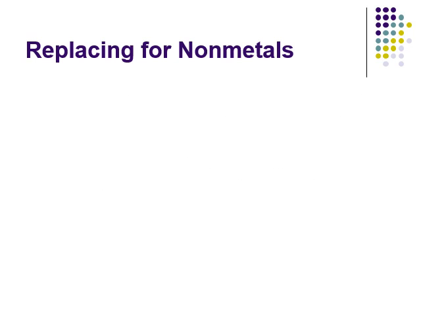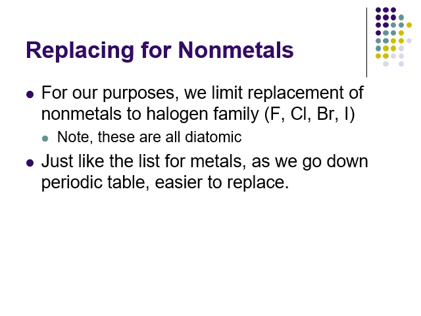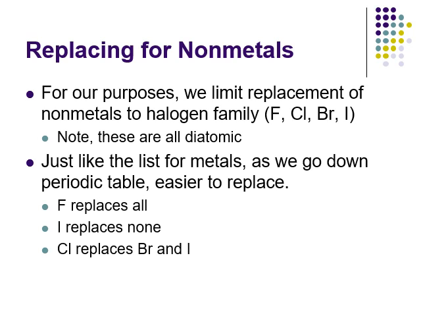Now, nonmetals, remember, nonmetals can replace nonmetals. Basically, the only nonmetals we're concerned with are the halogen family, fluorine, chlorine, bromine, and iodine. And again, they're all diatomic. And there's no special chart like the metal activity series for nonmetals. Instead, you just look at the periodic table. Fluorine's at the top, iodine's at the bottom. Fluorine can replace any of the others. Iodine can't replace anybody. And like, chlorine could replace bromine and iodine.